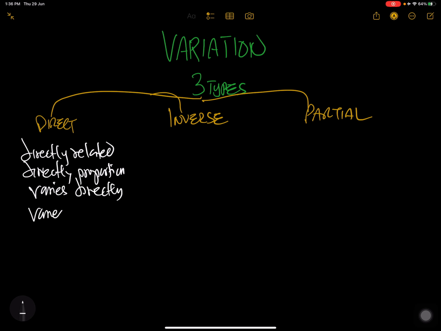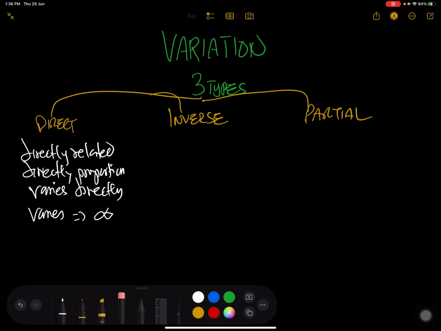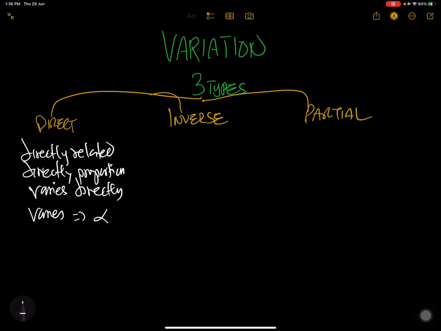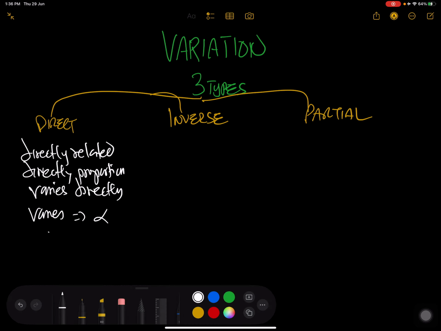So the variation symbol is this, not the infinity sign, like this. It varies is like this. So a direct variation will have what? A constant. It will have a constant. Let me write here in a different color.